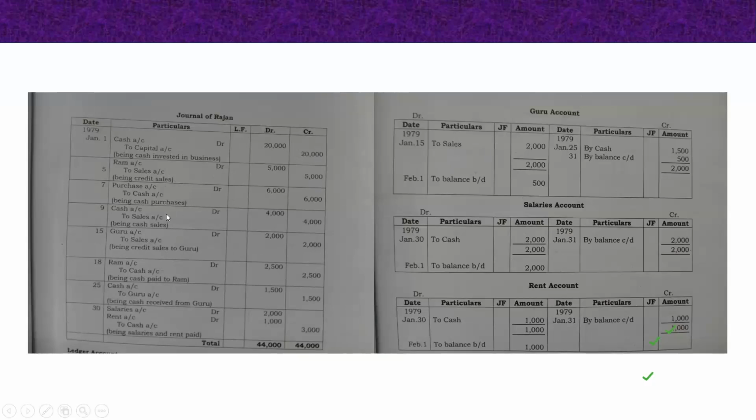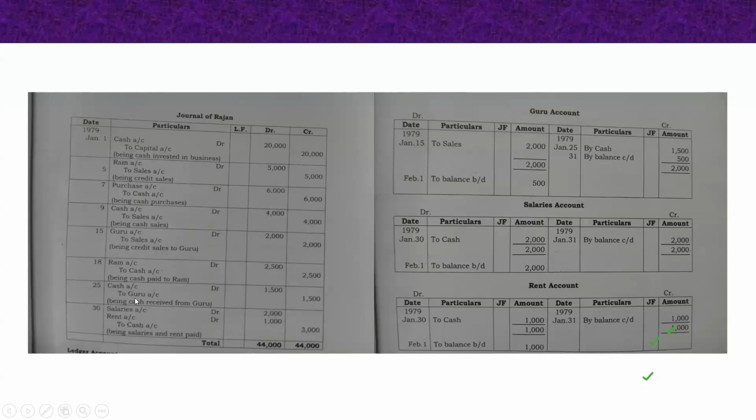Okay. So with Guru, what kind of transaction does the business have? Guru is coming on here. So we have made a sale to Guru on credit. Guru has not yet paid us. So goods worth 2,000 have been sold to Guru, and that is entered here, 2,000 worth of goods sold.